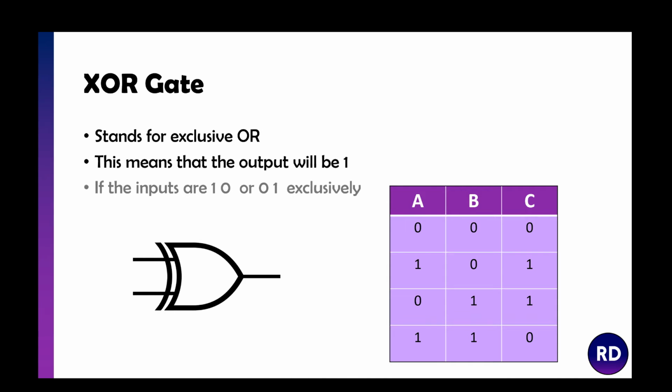We then got the XOR, which stands for exclusively OR, which means the output will be 1 if it's one or the other, but not both. So if you've got 2 1s, it'll be a 0. If you've got a 0 and a 1, or a 1 and a 0, it will be a 1.